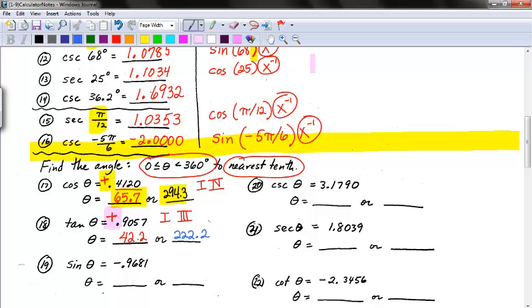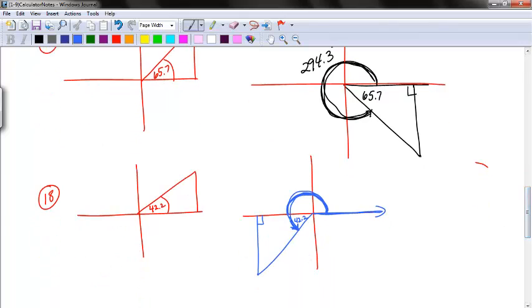So why did we add? Because I got to get to quadrant 3. I'm down in this quadrant 3, so I have to add this plus the 42.2 to get to there. Okay. Let's try another one.